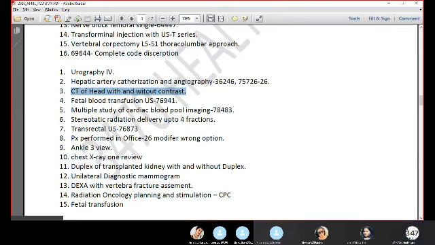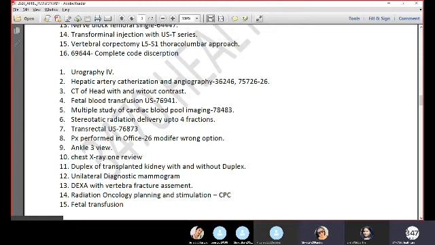Okay. Then fetal transfusion, ultrasound guidance for fetal transfusion. This is also one of the repeated questions. Yes, sir, it is correct only.